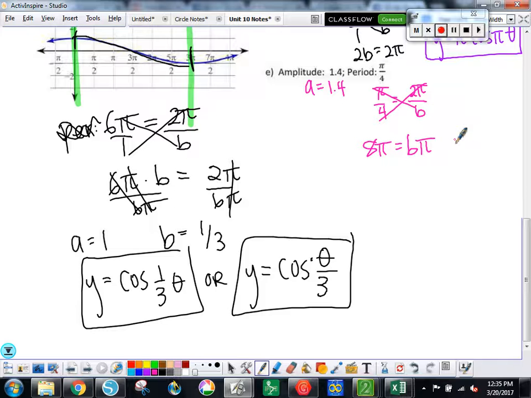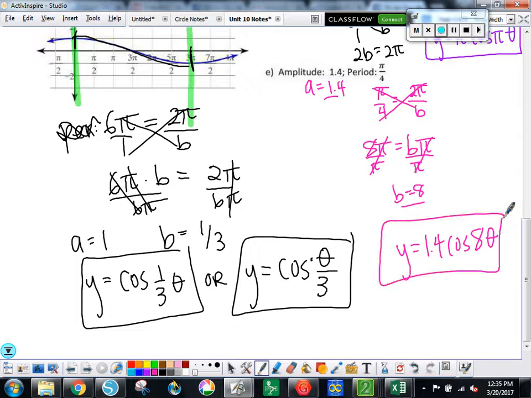So then divide by pi. That's how we get B equals 8. So then we use this and this to do what? Y equals 8 cosine 8 theta. All right, I would like to alter the homework just a little. I'll stop recording after this.